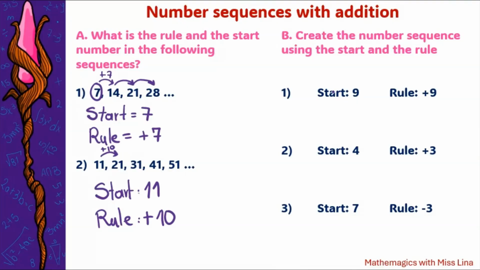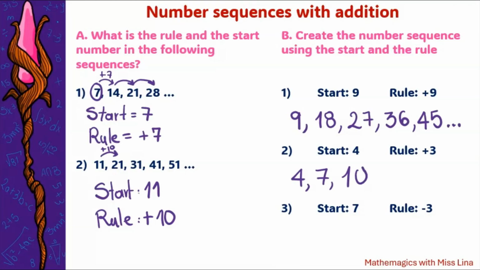In this one, since we are given the start, you can go ahead and put it in the first place in the sequence, 9. And then the rule is just to add 9. So 9 plus 9 is 18. Plus 9, 27. Plus 9, 36. Plus 9, 45. And so on. This goes on forever, so you can choose how many of them. Let's put just 5. And the start is the 4, and the rule is to add 3. 4 plus 3 is 7, plus 3 is 10, plus 3 is 13, plus 3 is 16, and so on.